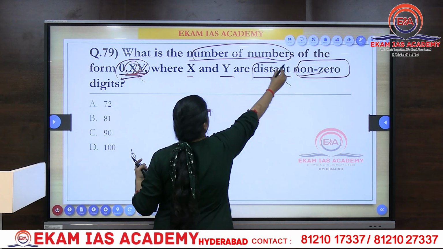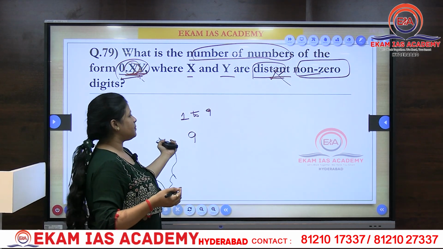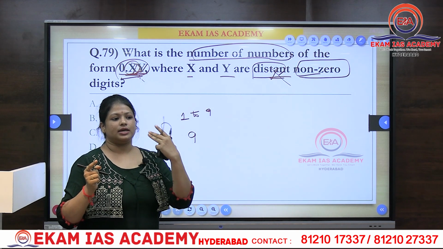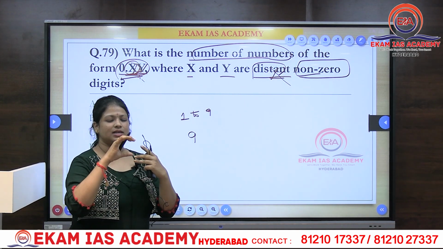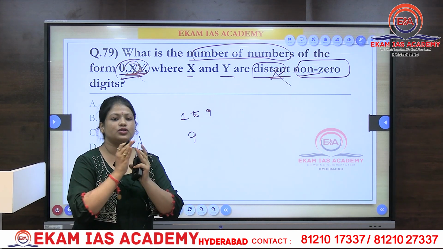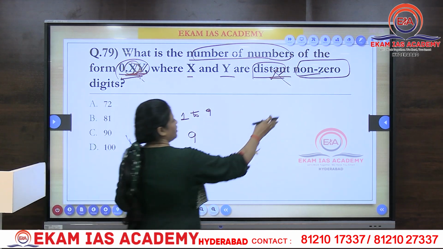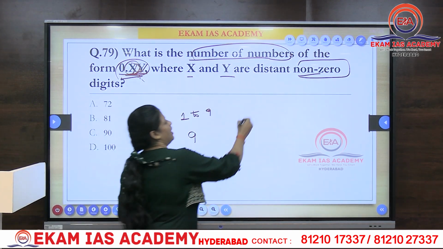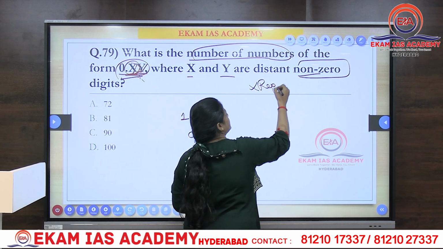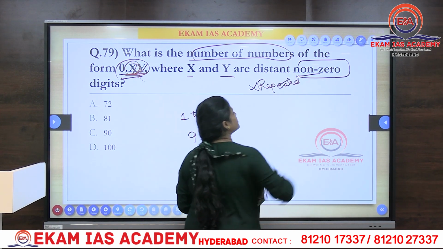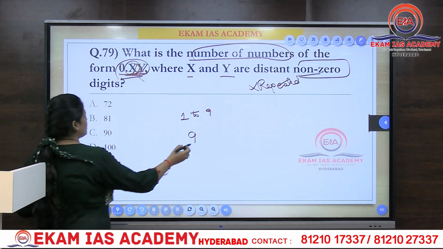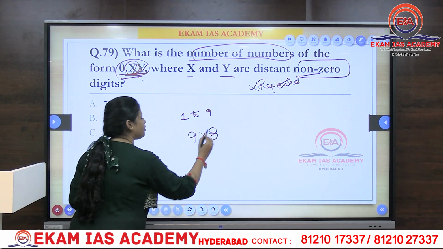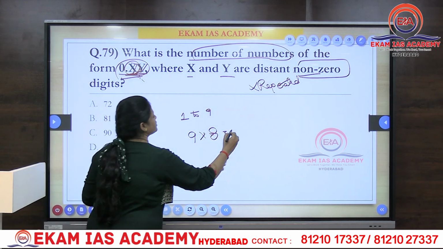What does distinct mean here? It means there is no repetition of the number, the two numbers must not be the same. I'm sorry, distinct has a meaning. Distinct means they are not repeated. Really sorry for the previous interpretation. So if I have 9 numbers to place in x place, I have only 8 possibilities to place in y place. Total possibilities would be 72.